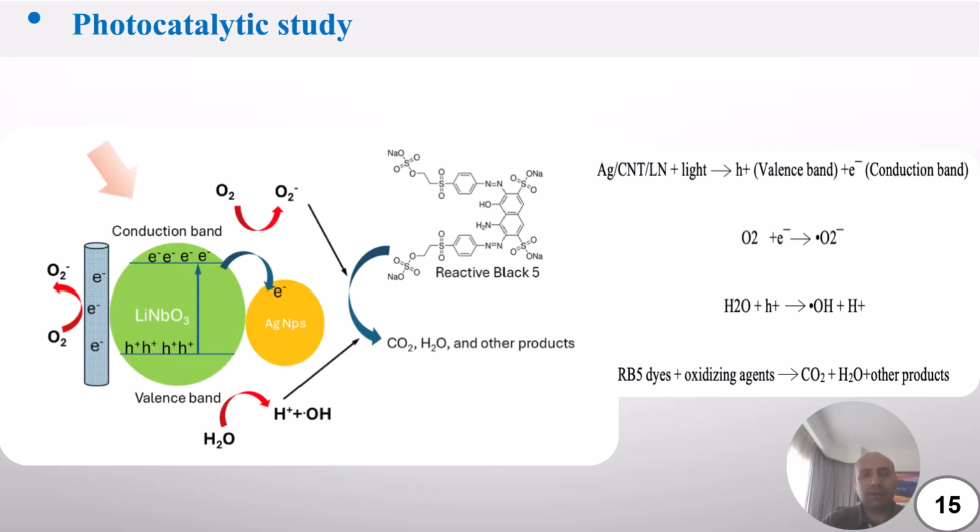Now we can explain the photocatalytic mechanism by exciting or irradiating the semiconductor with UV-visible light. We can create hole and electron pairs that react with oxygen and water to generate oxidizing agents, and in turn these can react to give CO2 and H2.